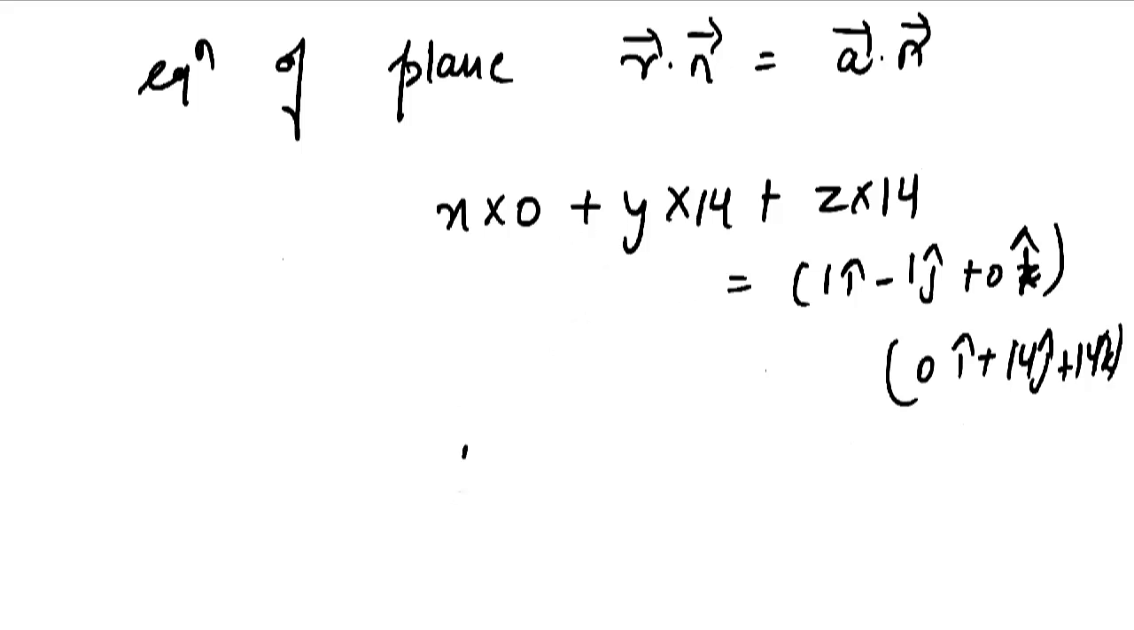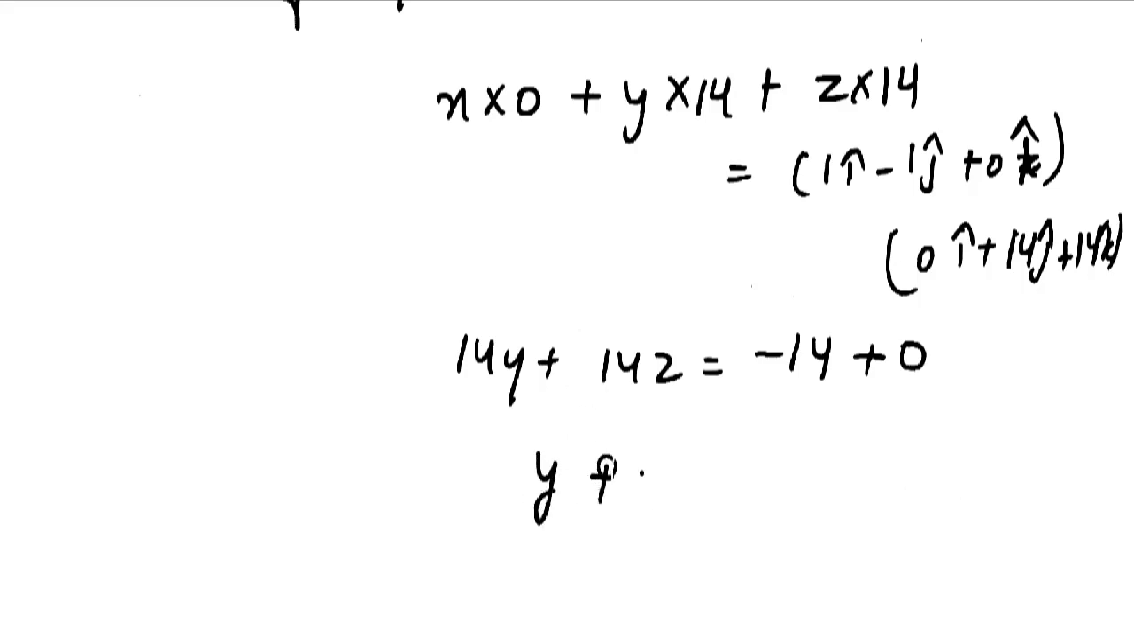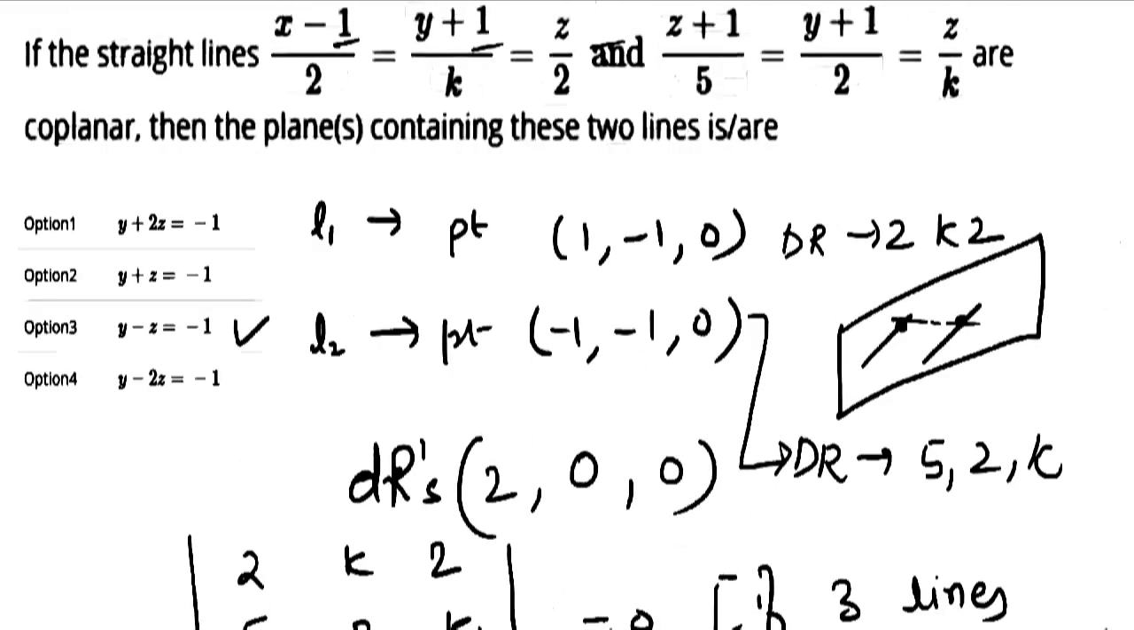So then you have 14y plus 14z is equal to minus 14 plus 0. So 14 and 14 will cancel out and we will be left with y plus z is equal to minus 1 only. So we can say that option 2 is also correct.